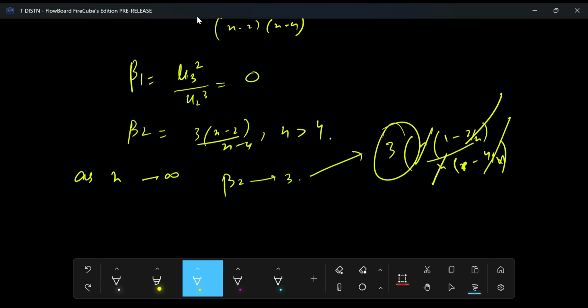Clear? So in the next lecture we will see some questions as well as some theorems based on the T distribution and chi-square distribution, and some examples from the past exams or previous exams.